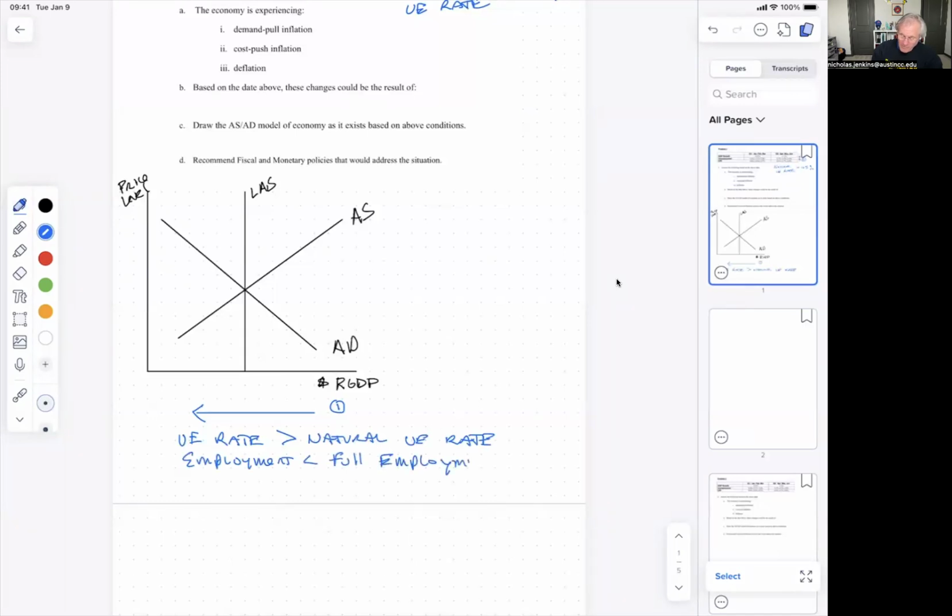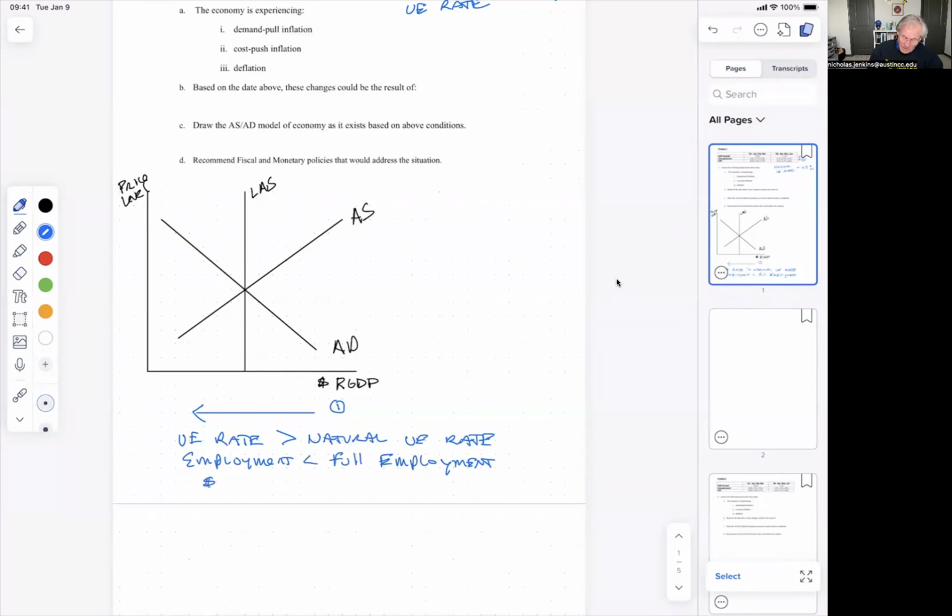Remember that the natural unemployment rate is the rate of unemployment that we expect to exist in the economy. And if we're higher than that, it means that there's more people out of work than we expect to be out of work. We have some cyclical unemployment. And if we are less than full employment, the economy must not be working to its fullest abilities, because we're not using all of our labor resources.